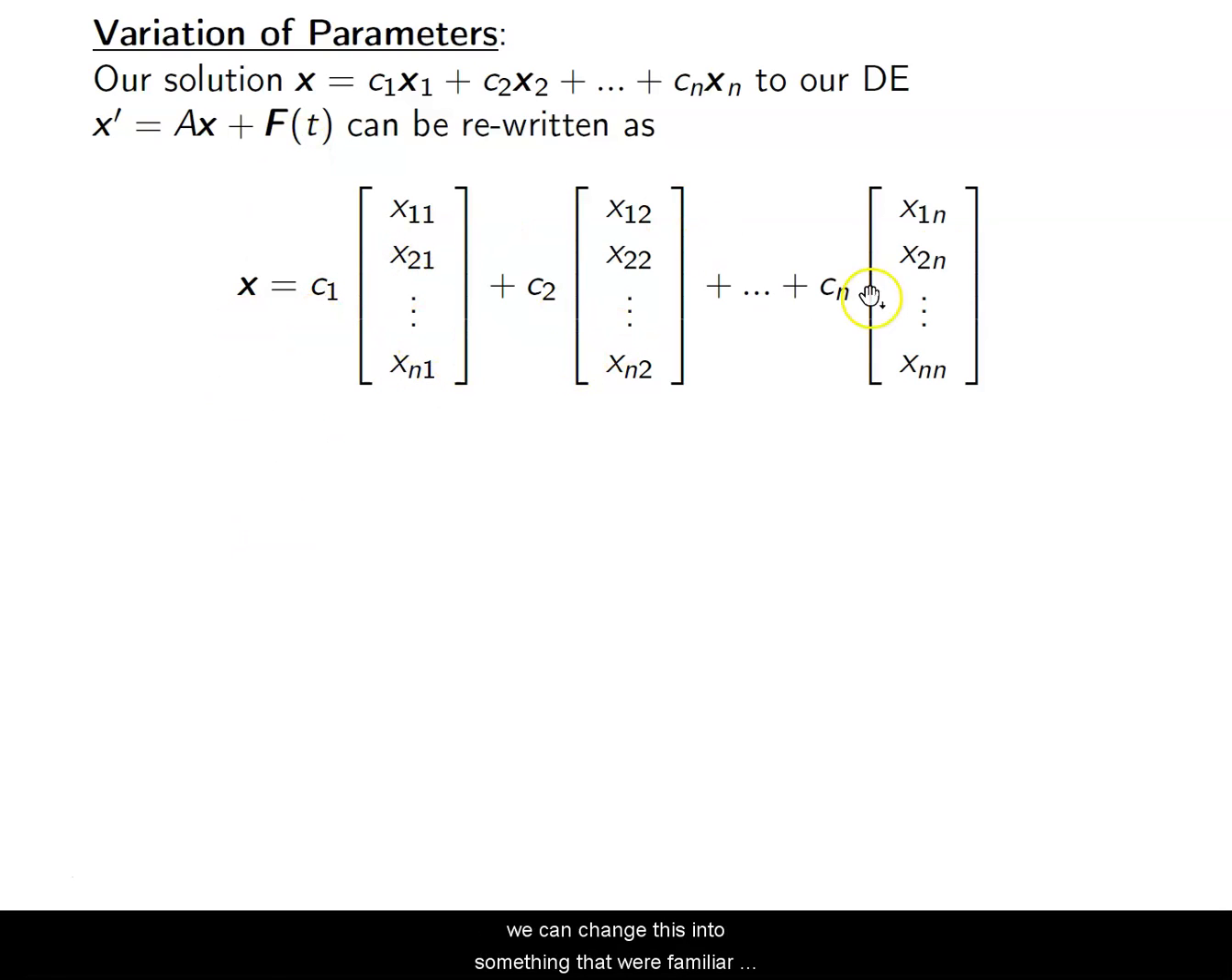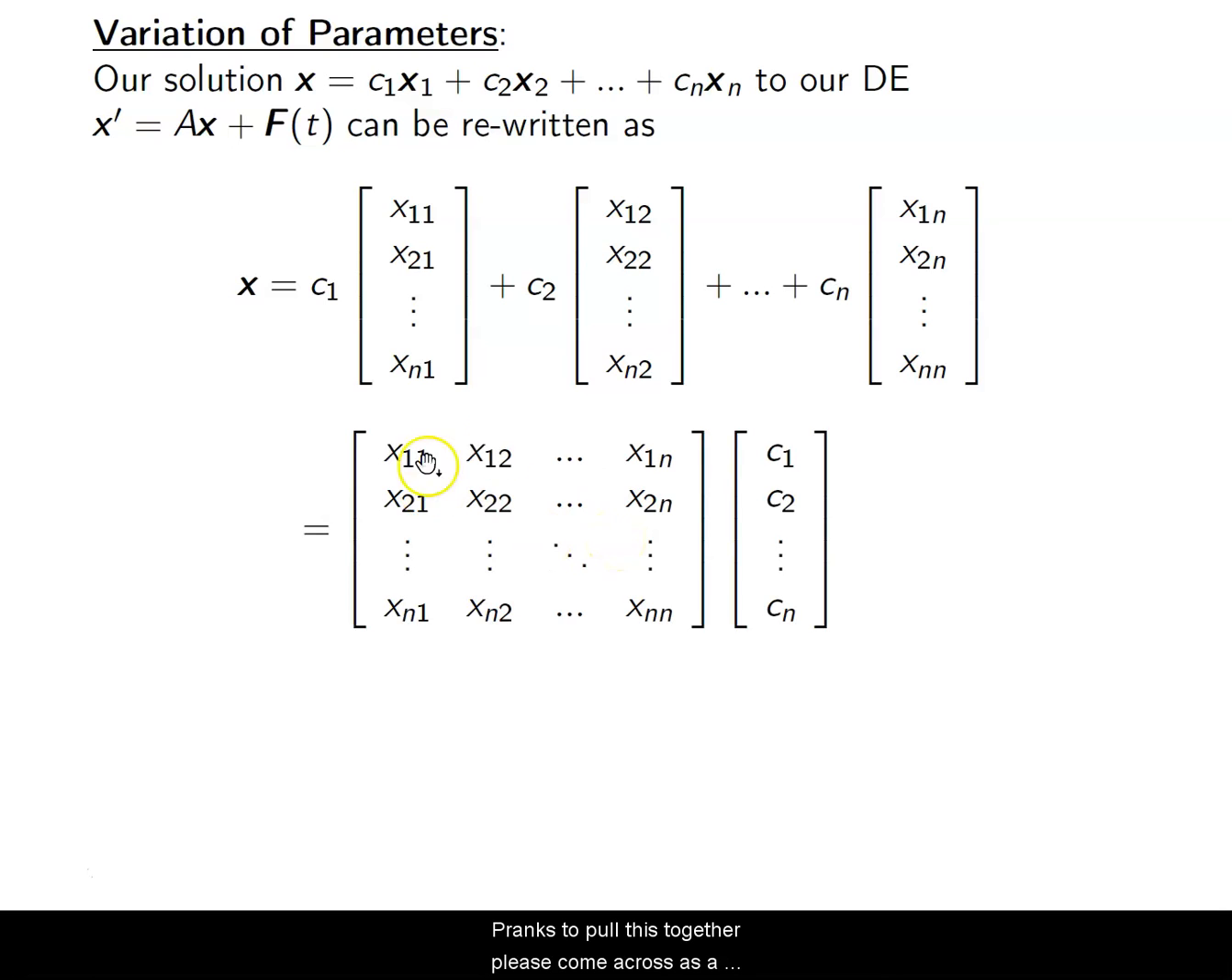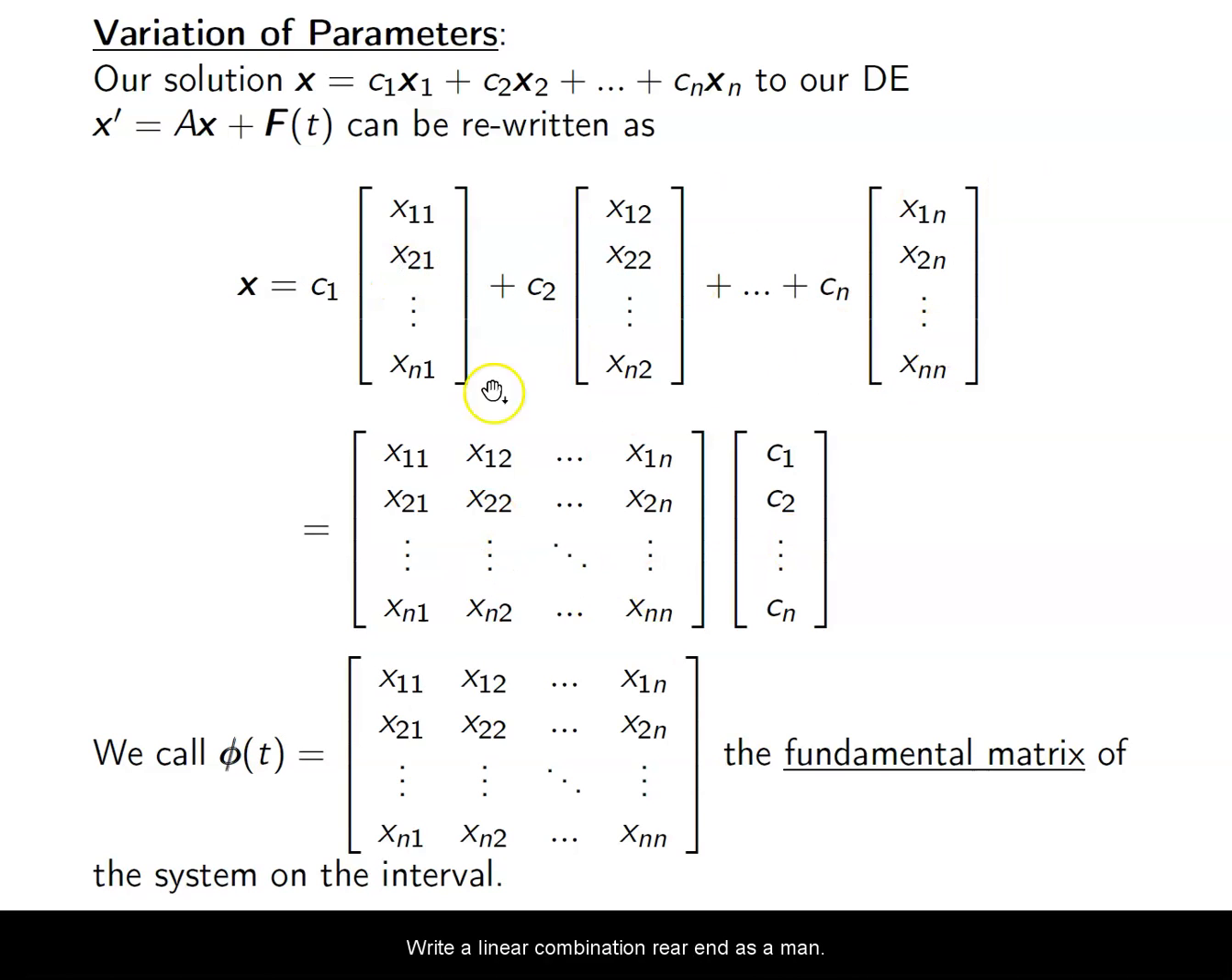So we can change this into something that we're familiar with. Again, these are multiplied times constants. We can pull these vectors together as a matrix, and we can write these coefficients as a vector, which we would call our vector of coefficients or a coefficient vector, and it would look like this, right? So we pull these together. These come across as a vector, right? So if we were to multiply these out, we would get basically this same thing, right? A linear combination rewritten as a matrix.